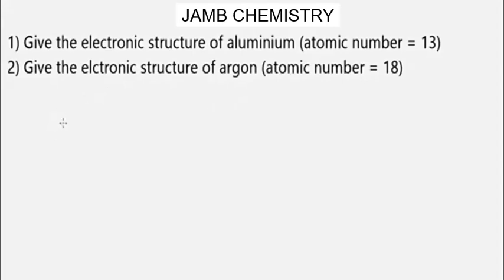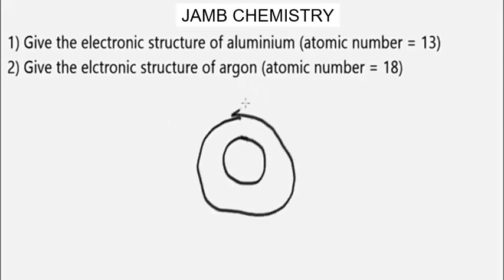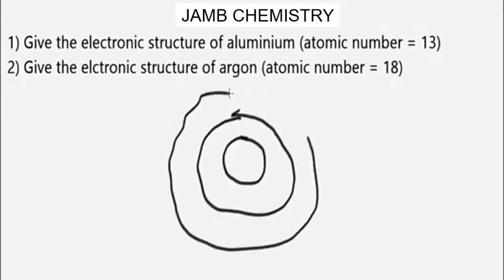Now for the first question, since the atomic number of aluminium is 13, we can represent the electron configuration in this diagram. Now let's draw the electronic configuration of aluminium. It's going to be something like this. This is the first shell, this is the second shell, and this is the third shell. Now the first shell has a maximum number of what? 2 electrons. So we have 1 and 2. This is the nucleus. Second shell has a maximum number of what? 8 electrons.